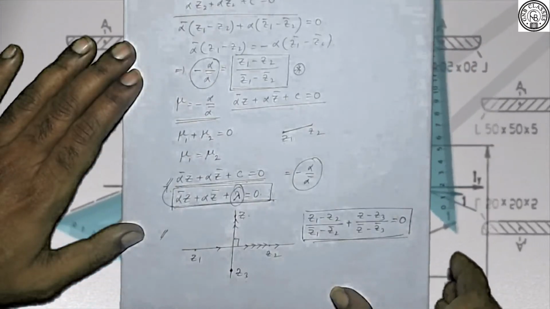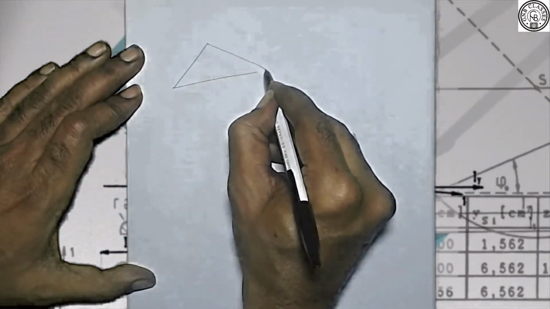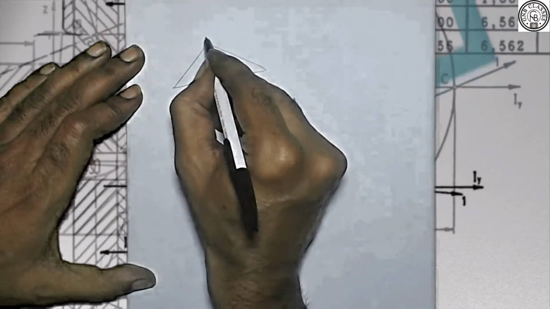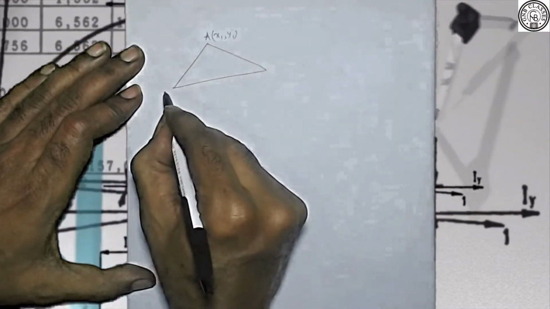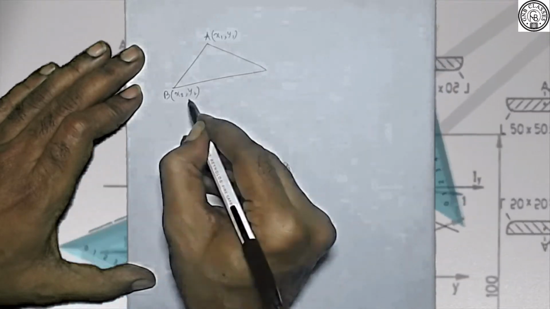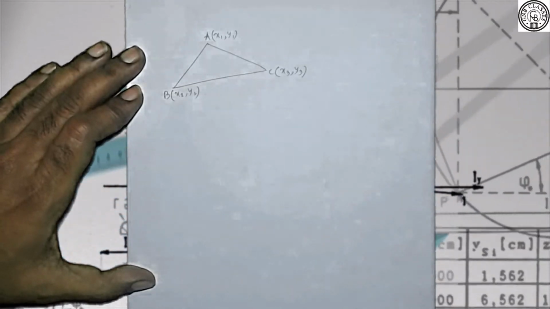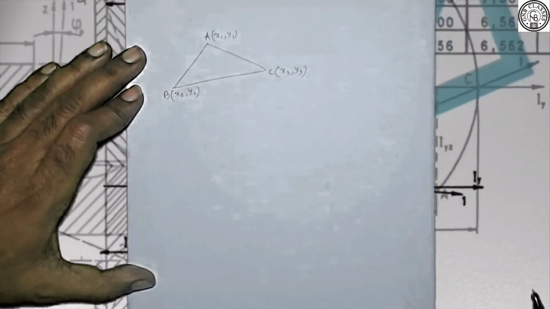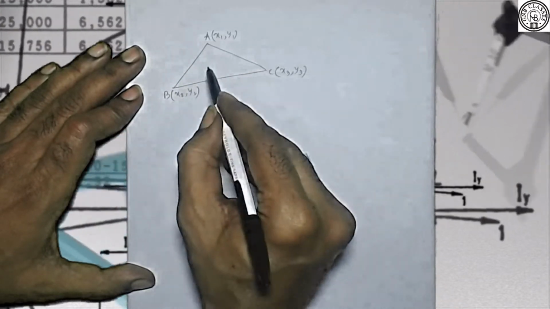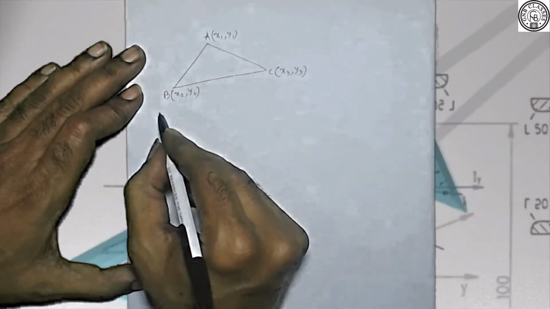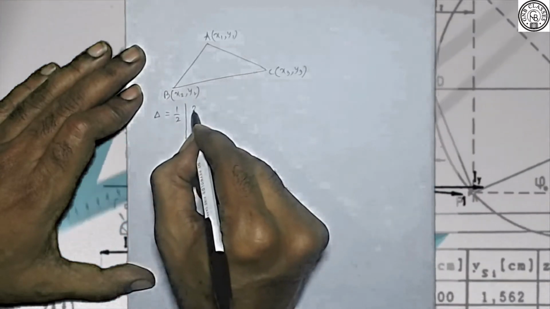Now, let me take a triangle in the Cartesian plane, and the respective coordinates are A (x1, y1), B (x2, y2), and C (x3, y3). Okay, this is on the Cartesian plane. Now, what will be the area of this triangle? The area of the triangle will be half in a determinant form.